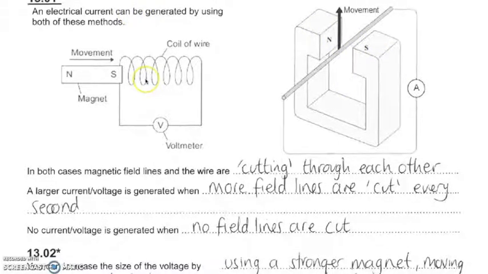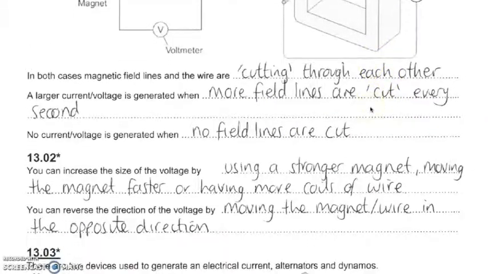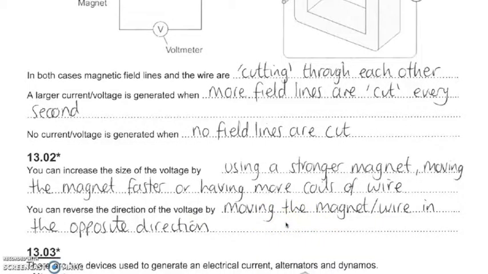So how do we increase the size of this induced voltage or current? Well, essentially we can have a larger magnet. Just increase the size of the magnet, that gives us a larger magnetic field. We can move the wire a lot faster, or we can just have a longer length of wire, so have more coils of the wire. How do we reverse the direction of the voltage or current that's induced? Well, we just simply move the magnet or wire in the opposite direction.